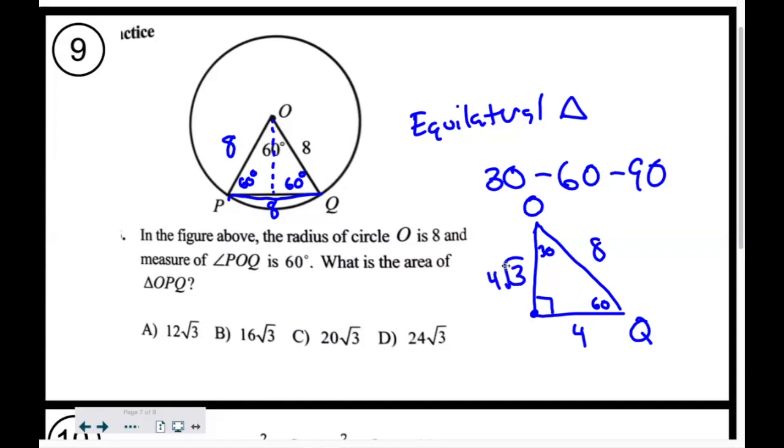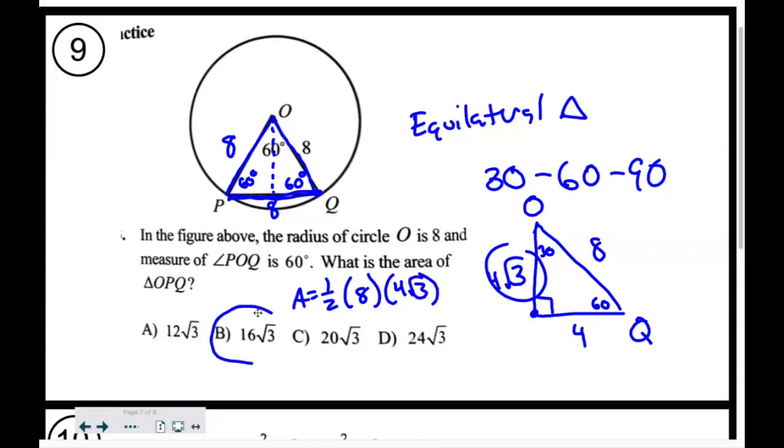And then I want the area of OPQ. So I actually want the area of the whole thing. So what I have is area equals 1/2. The full base is 8, and the height we just figured out is this, 4 root 3. So that ends up being 16 root 3. All right, so we talked earlier about hexagons. So anytime you have hexagons or equilateral triangles, you immediately should be thinking 30, 60, 90.